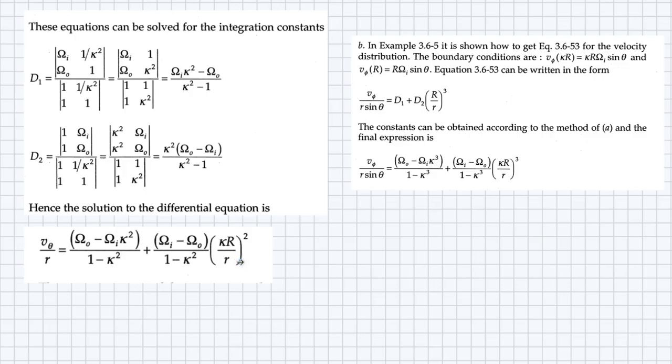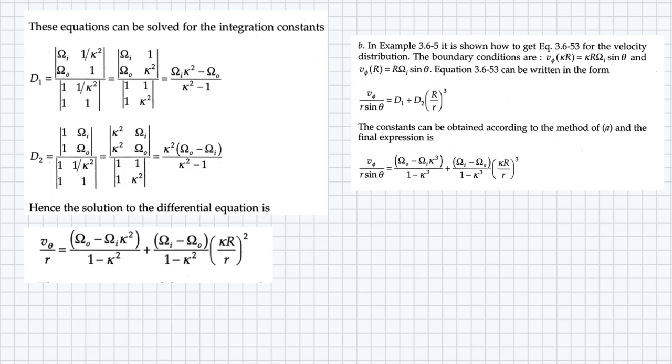By simplifying this differential equation, we get the final expression, which is v_theta by r is equal to omega_naught minus omega_I k squared upon 1 minus k squared, plus omega_I minus omega_naught upon 1 minus k squared into (kR upon r) whole squared.